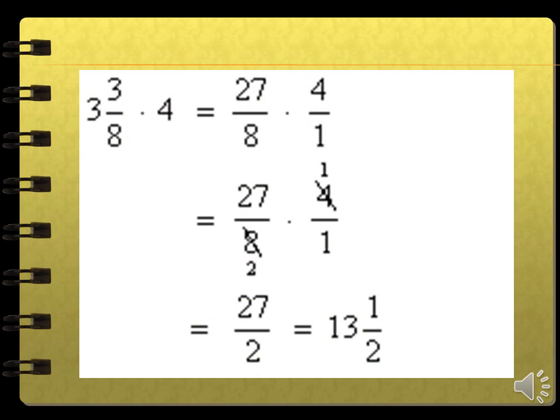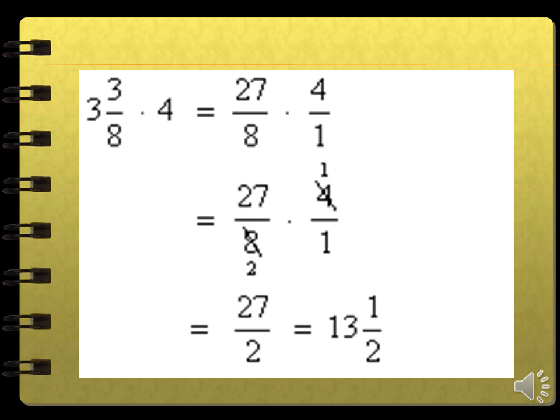So the example taken here to show the multiplication of a mixed number by a whole number is 3 whole 3 by 8 times 4. So you will convert 3 whole 3 by 8 into an improper fraction by multiplying 3 and 8 together, adding 3 to the numerator, and you will get 27 by 8.